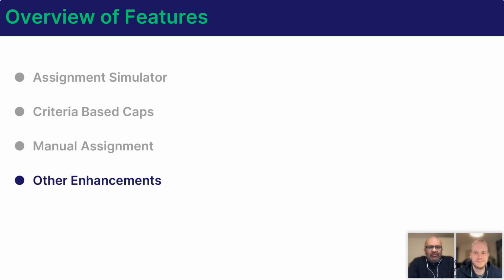Okay, so now it's time for our second and final poll. Get ready with your voting fingers, and the question should pop up on your screens on the right-hand side. The question is, which features are you most interested in exploring more? The options are assignment simulator, criteria caps, manual assignment, team member onboarding, multiple field updates, or object sync. Please vote, and we'll reveal the responses shortly.